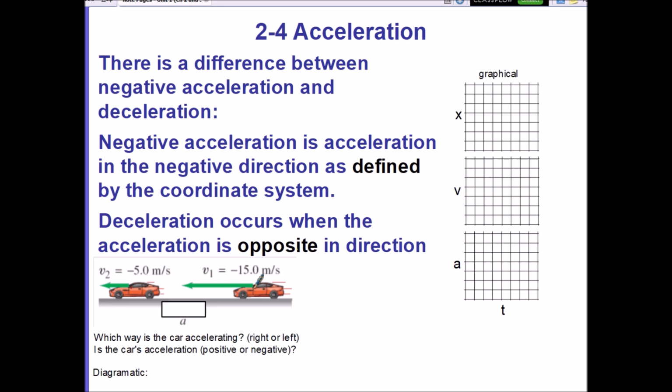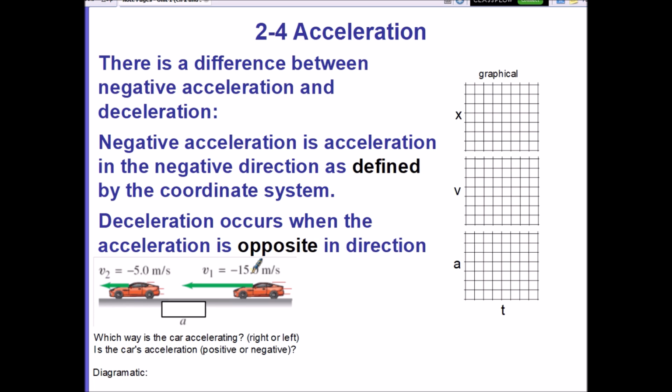Here we have V1 and V2, so the car is moving towards the left. You can see it's starting out with a high rate of speed in the beginning and a slower rate at the end. Which way is this car accelerating? Is it accelerating towards the right or to the left? It's slowing down, so certainly it's changing its state of motion. What's the direction of that? Is the car's acceleration positive or negative? I'm trying to answer those two questions before I show you that.